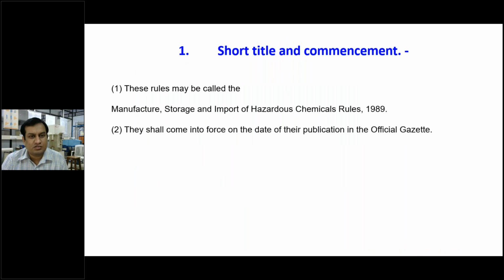This is Rule 1, short title and commencement. Normally this is the first rule, always there. The title of the rule is Manufacture, Storage and Import of Hazardous Chemical Rules 1989. They shall come into force on the date of their publication in the official gazette.